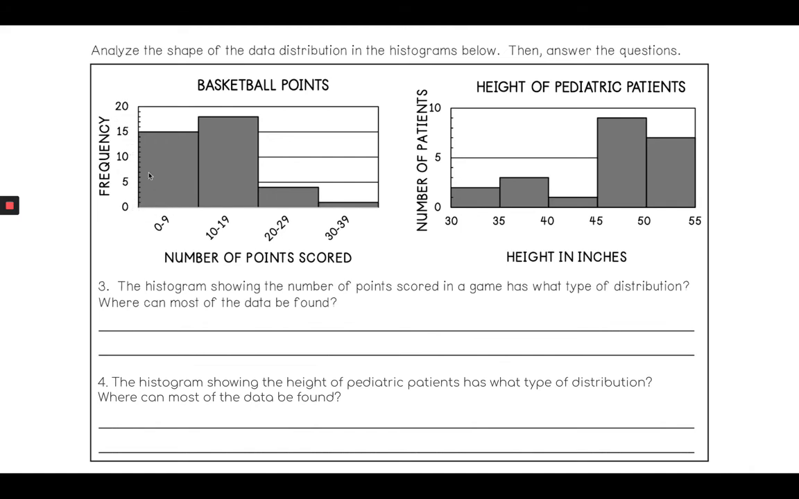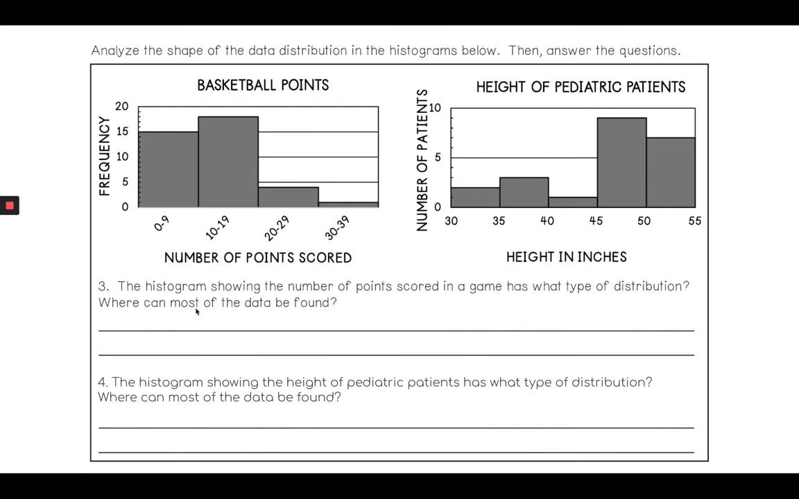So if I look at this one, we have a frequency of 15. So there are 15 points between 0 and 9. And then there's 18 points between 10 and 19. The frequency, there's 18 of them that occurred. And then on this one, it looks like there's 4 between 20 and 29. So there's 4 values that occurred between that number set. And then there's 1 that was 30 to 39 for the number of points scored.